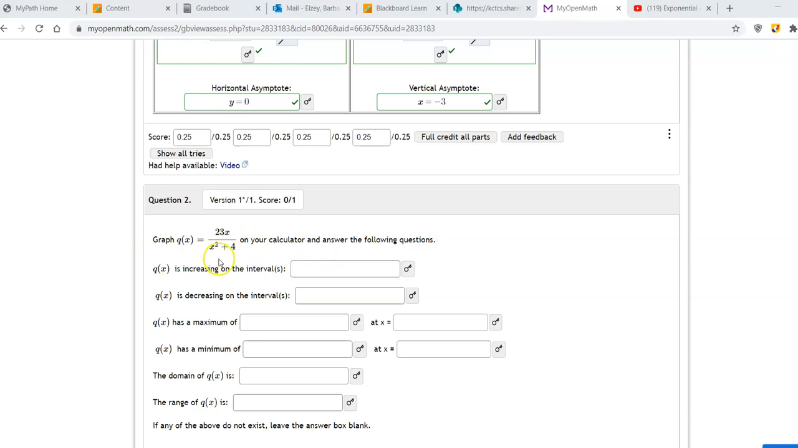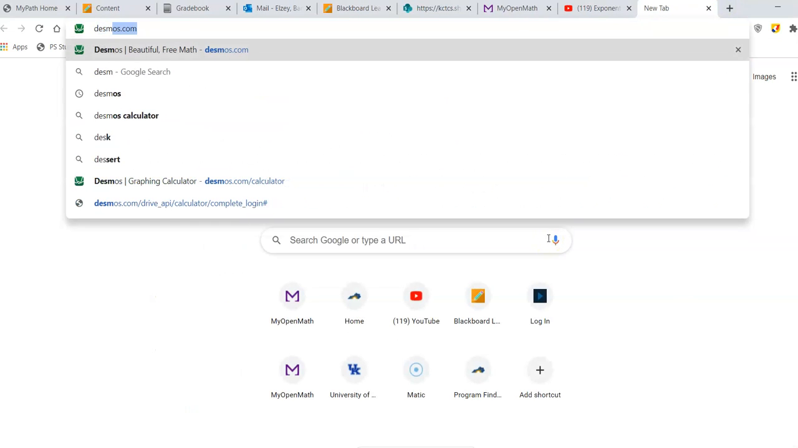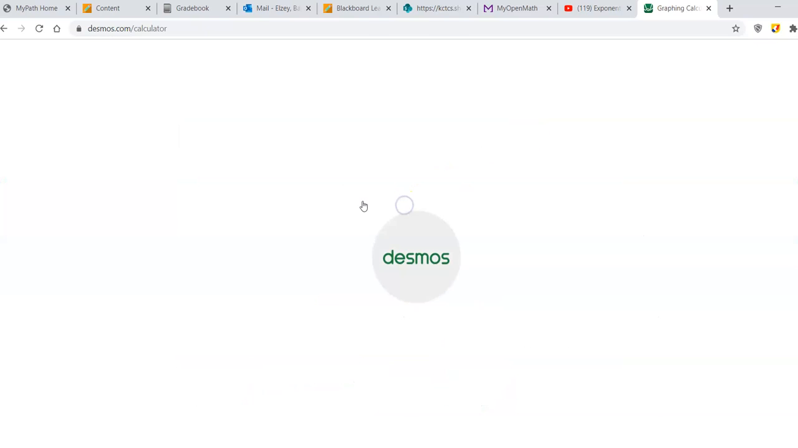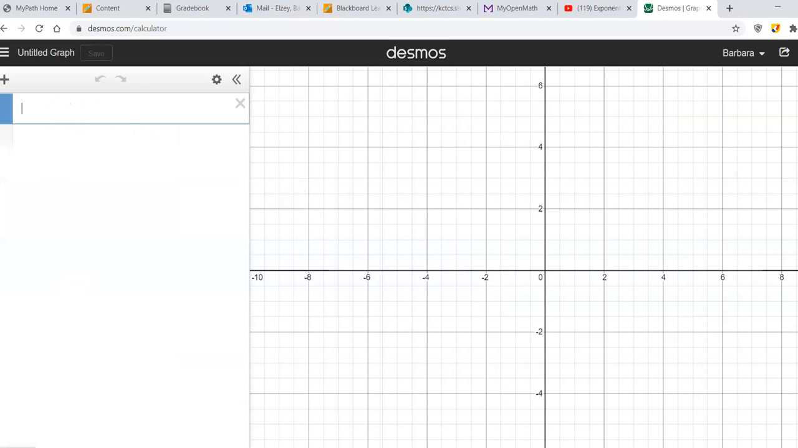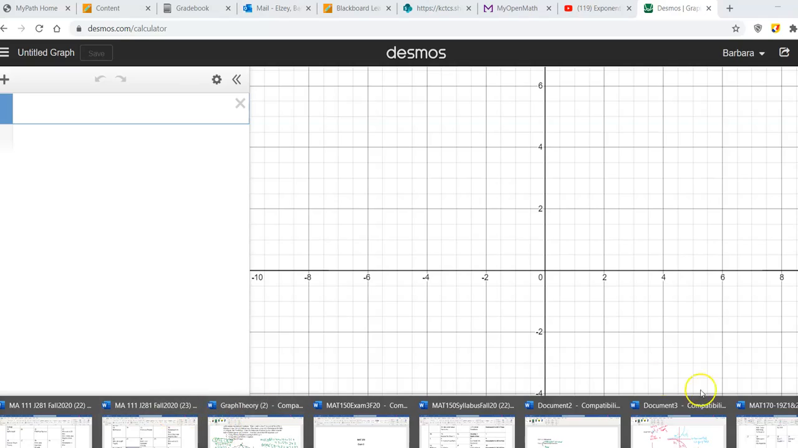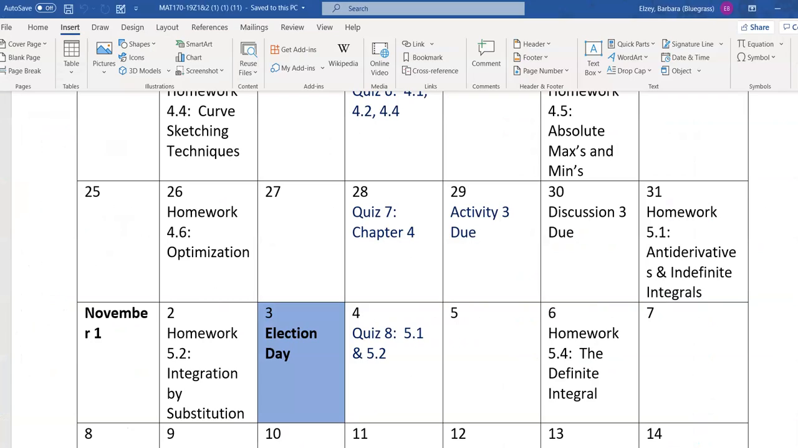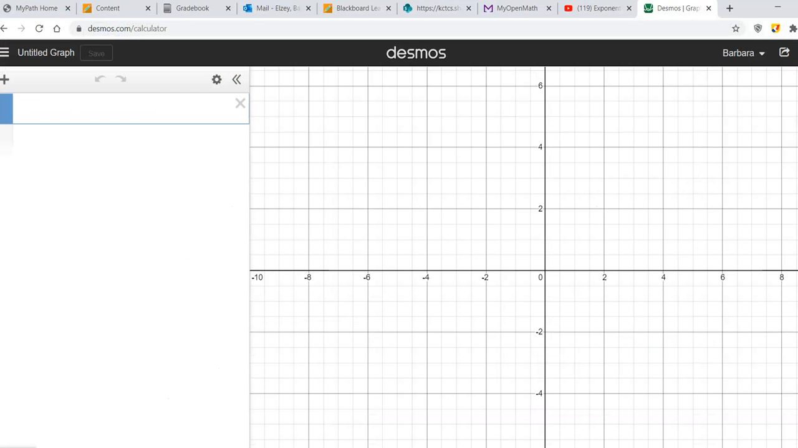Okay, so this is your number 2 in the homework, and it might not be that you have a graphing calculator. So there is a free program online called Desmos. If you go there, you can use it. You can just click on the graphing calculator, and we can put this function in. I don't think it allows me to copy and paste, so let me go back to the problem.